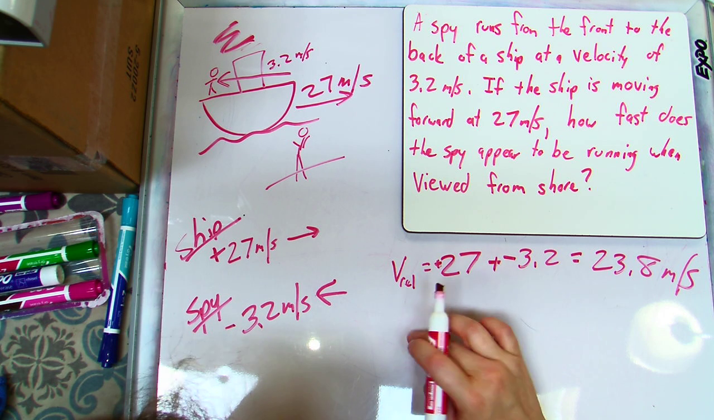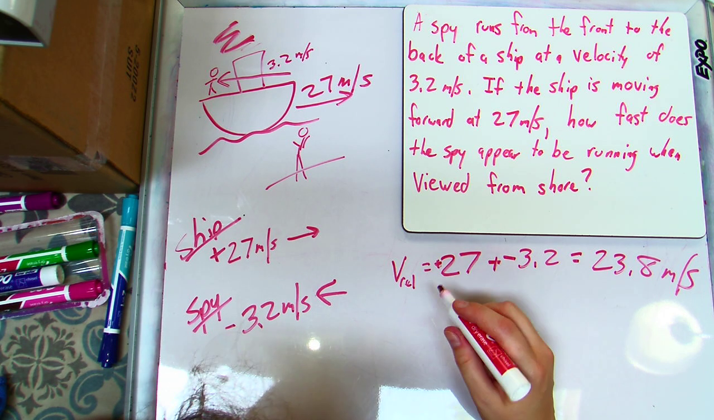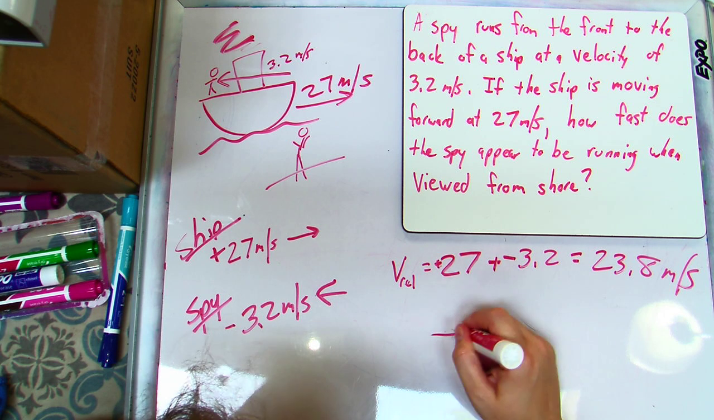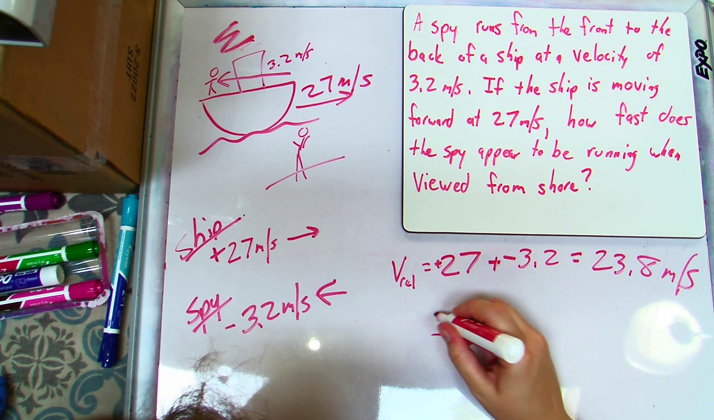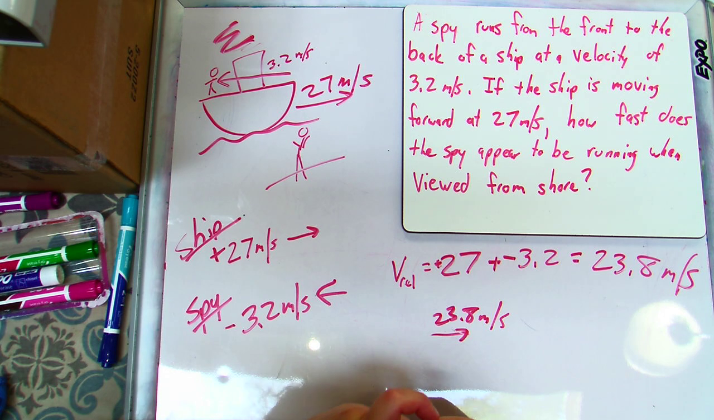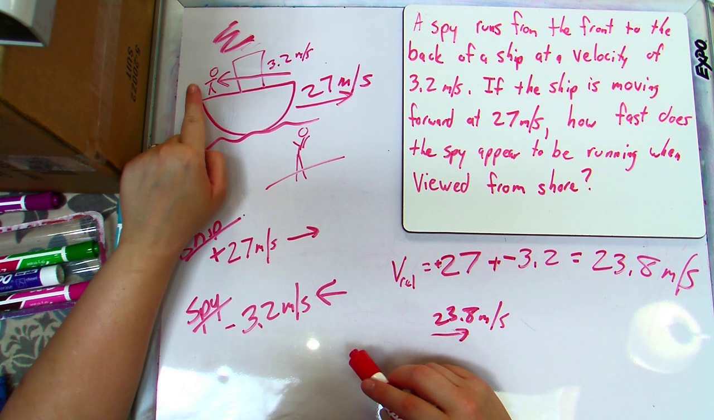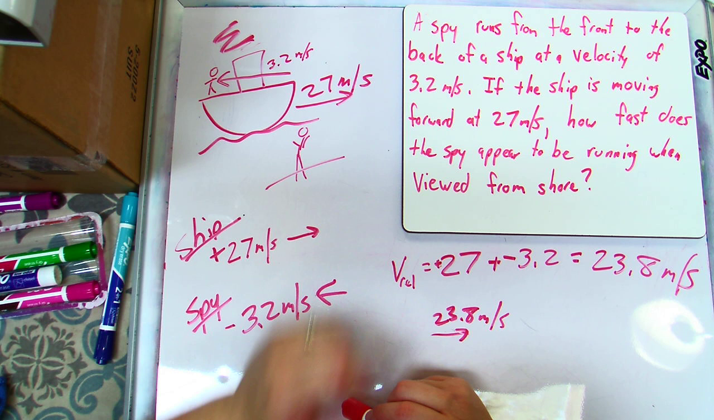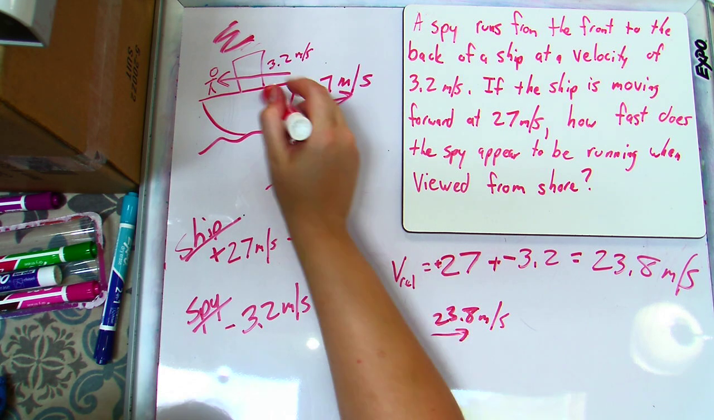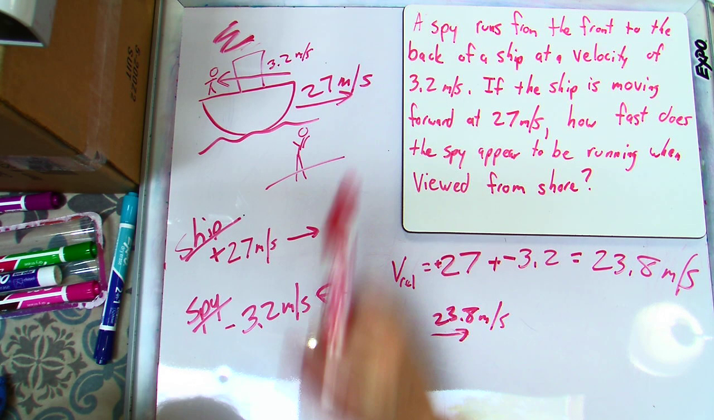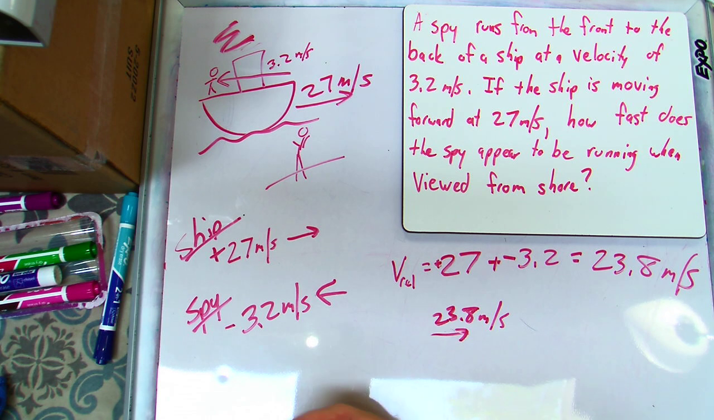So it appears as if the velocity of the spy, not that he looks like he's running, but his velocity, is forward 23.8 meters per second. Which makes sense because even as he's running towards the back of the ship, the ship is still moving faster than him. So even though he's running that way, because the ship is continuously moving this way, it's going to make his velocity appear different.